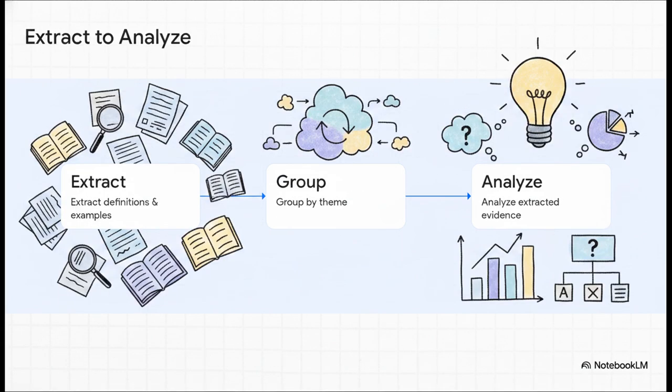Workflow 2 is what we call extract to analyze. You'll want to use this for more abstract concepts. Say you really want to understand student engagement across all your reports. Don't just ask for a quick answer. First, rigorously collect the evidence. Tell the AI to extract every single passage, definition, and example related to student engagement, and then group them all by theme. Only after it extracts all that evidence do you actually ask it to analyze the grouped material.